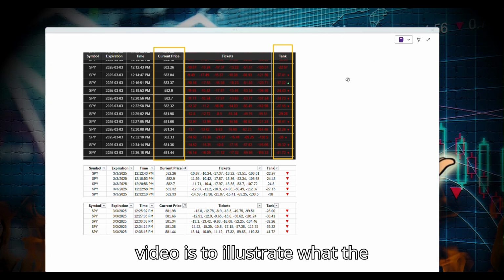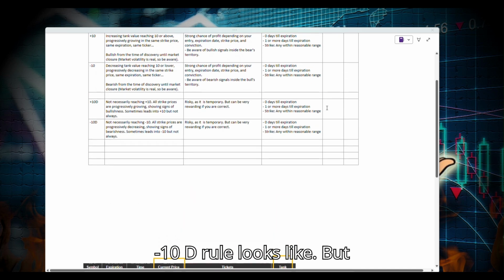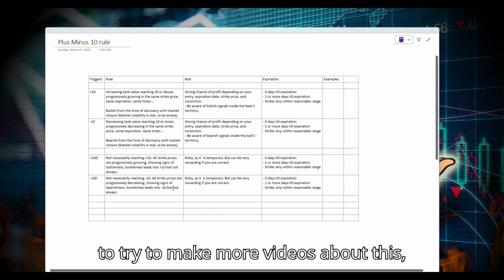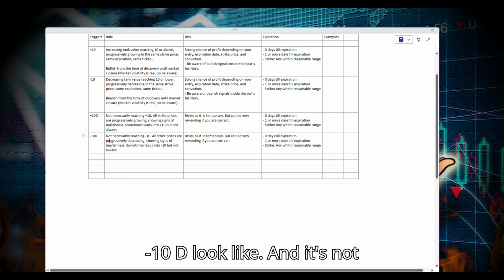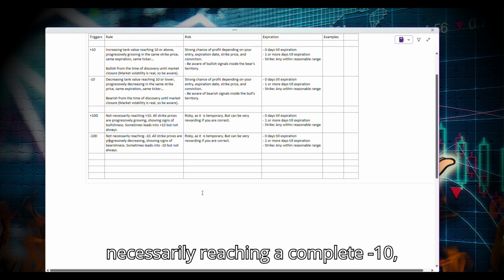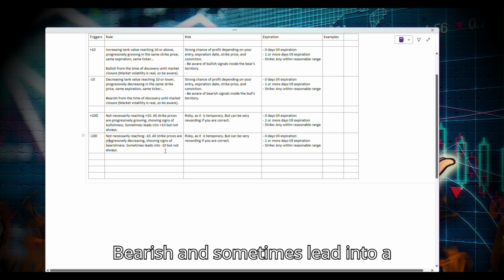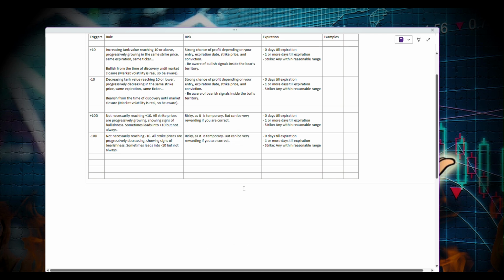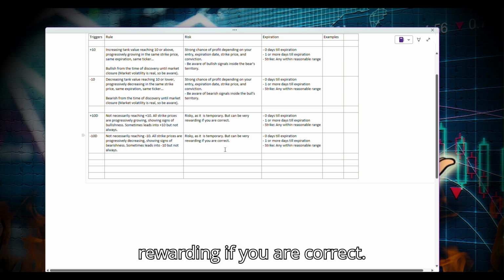This video is to illustrate what the minus 10D rule looks like. But first, let me go over the rules. I'm going to try to make more videos about this, but this is what the minus 10D looks like. It's not necessarily reaching a complete minus 10, but all strike prices are progressively decreasing, showing signs of bearish, and sometimes leading into a complete minus 10, but not always. It is very risky because it's temporary, but can be very rewarding if you are correct.